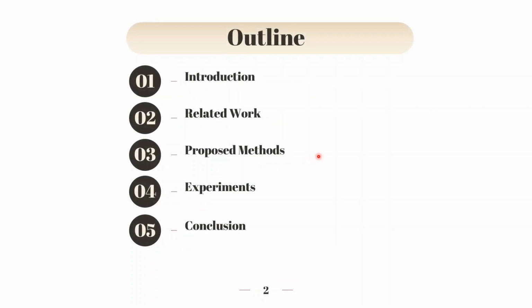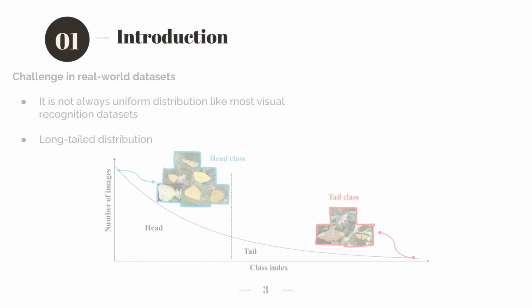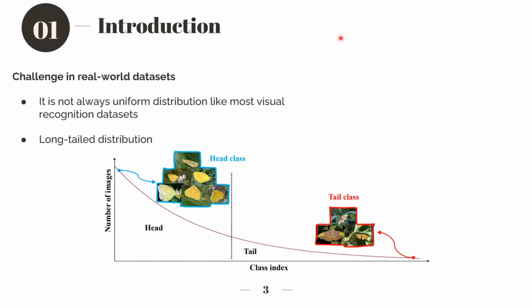Here is the outline of our presentation. First, there is a challenge in real-world datasets, which are not always uniformly distributed like most visual recognition datasets. A challenging visual recognition task is long-tail data distribution. That is, a few classes occupy most of the data, while most classes rarely have few samples, but it is very natural.